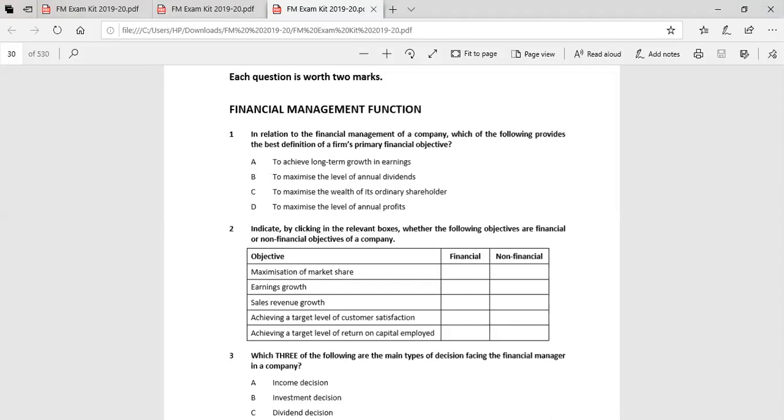Ma'am, I think answer C, to maximize the wealth of its ordinary shareholders. So wealth of its shareholders, yes, ordinary shareholders.